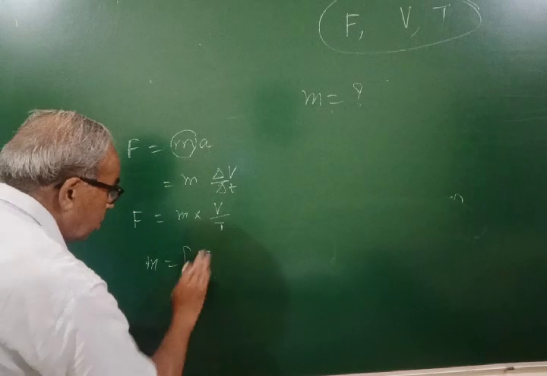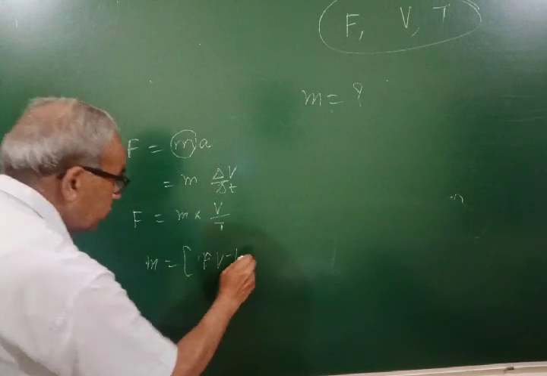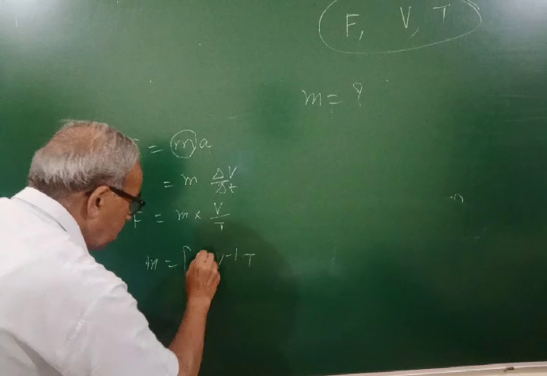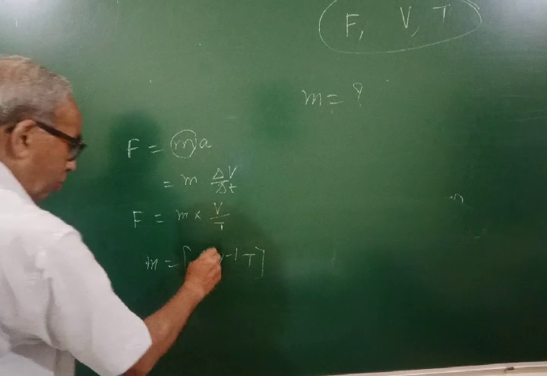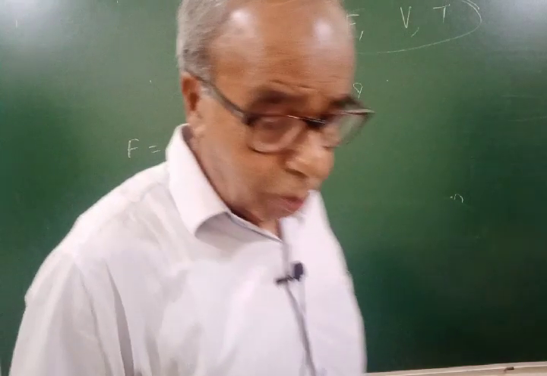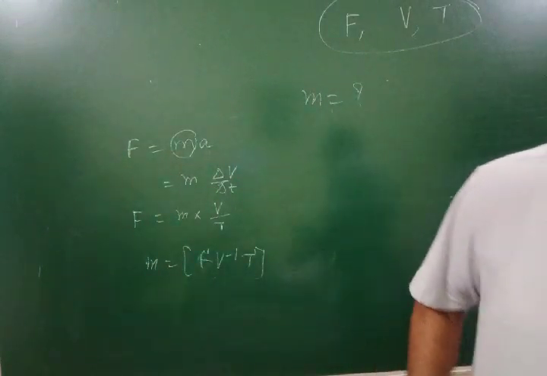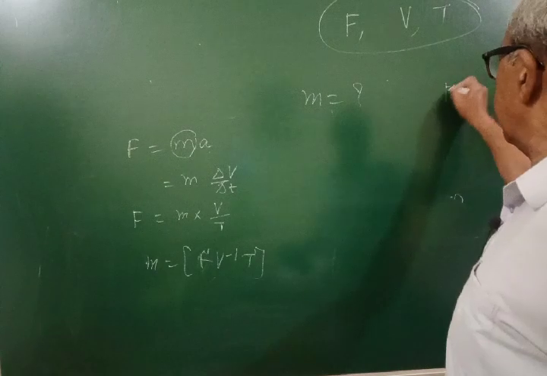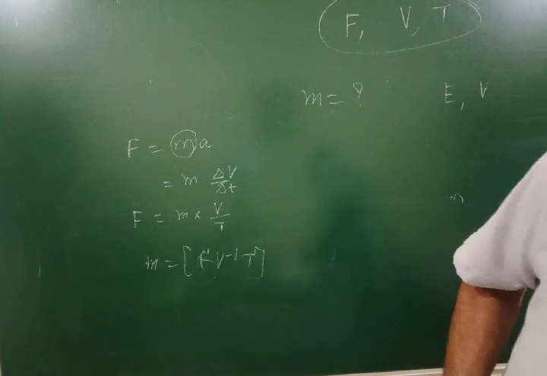F, ये जाएगा V minus 1 और T, तो F V minus 1 T यानी पावर 1 1 है, ये minus 1 become the dimensional formula for mass.